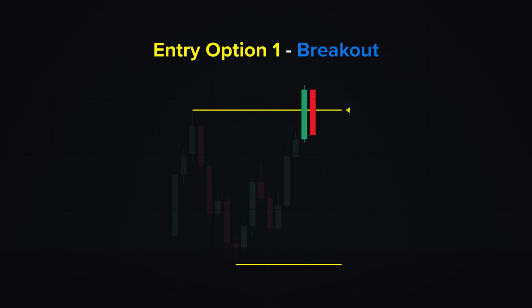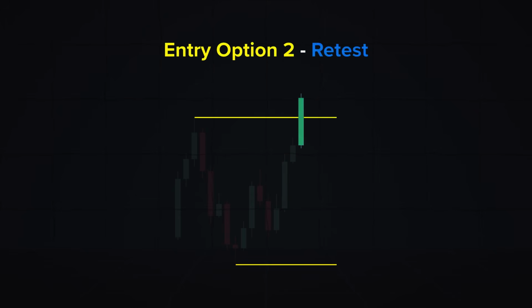This leads to the second, more conservative option, waiting for a retest. After the initial breakout, the price often pulls back to retest the original ORB level. If the price respects this level and shows signs of bouncing, it offers a high probability opportunity to enter a long trade with a well-defined stop loss below the level.